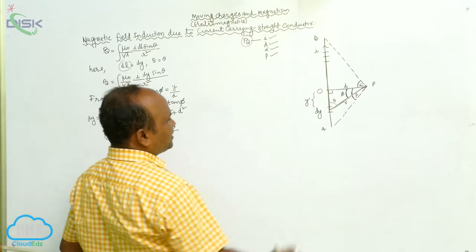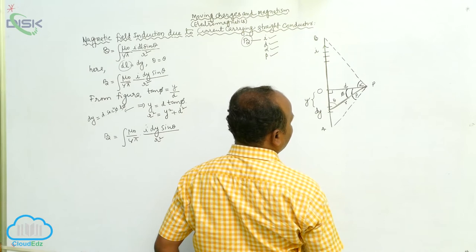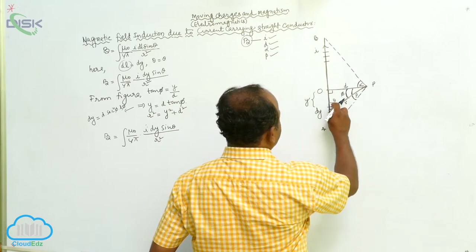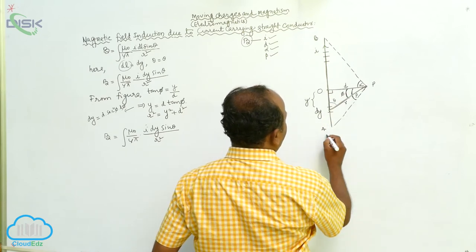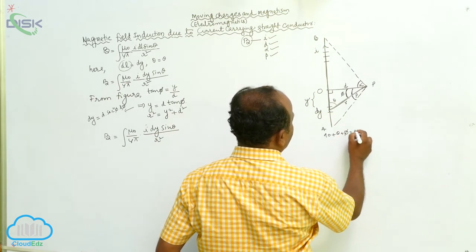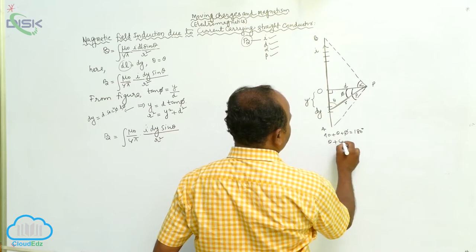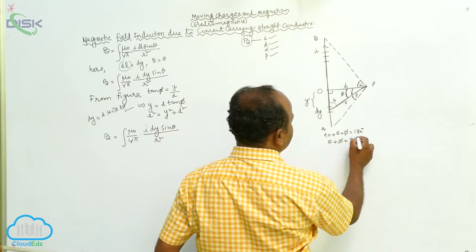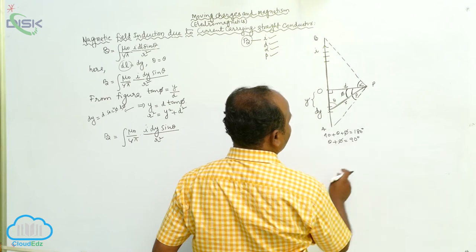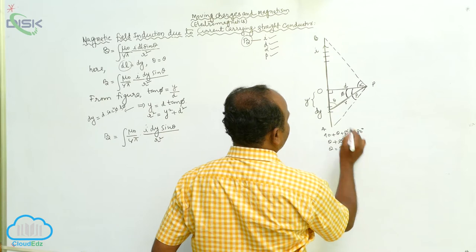Next one. Now what is the theta? In this triangle, that is 90 plus theta plus phi. Therefore, 90 plus theta plus phi is equal to 180 degrees. Therefore, theta plus phi is equal to 90 degrees. Therefore, theta is equal to 90 minus phi.